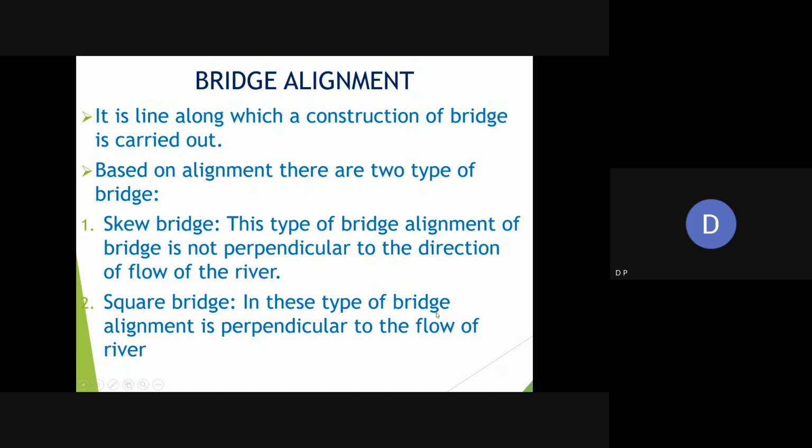In a square bridge, the alignment is perpendicular to the flow of the river. In earlier times, square bridges were used to cross various rivers because there were a number of piers in the water. But now, as there are advanced techniques used in construction, there are fewer piers or columns in the river course, and we can have different types of alignments or bridges, like cable stayed bridges or even segmental construction, pre-stressed post tensioning bridges.